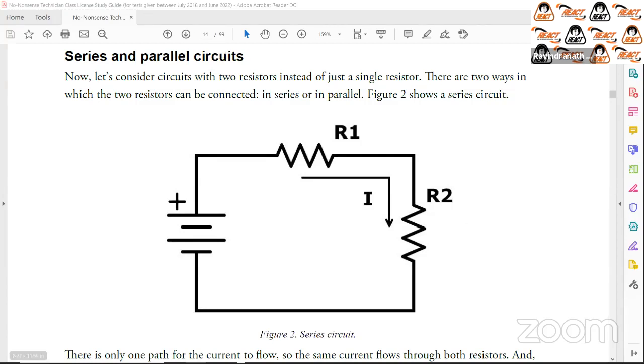Okay, welcome back, everyone. After that short break, we will continue and discuss series and parallel circuits.